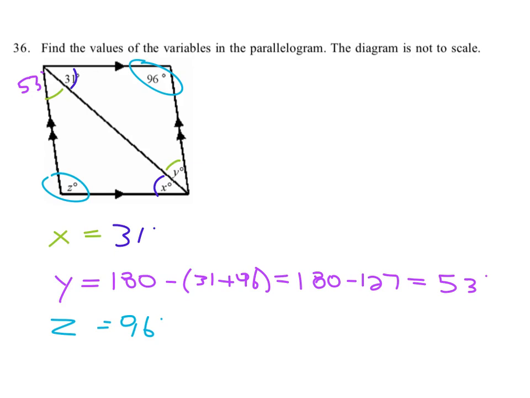And then just to verify, we say that z is 96 and x is 31, and that other 53 degree angle, let's add them up. We get 0, carry the 1, 180. So they sum to 180, and so we're good.